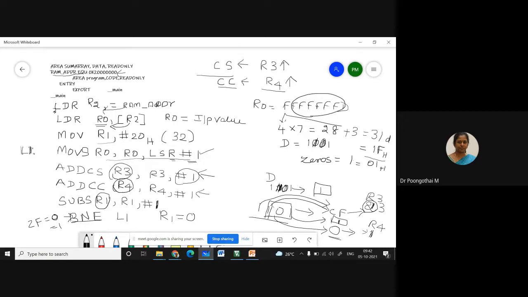Is that clear? Yes or no? Yes, ma'am. Do you have any doubts regarding this? So in this way, you have to use your conditional attribute with general instructions.